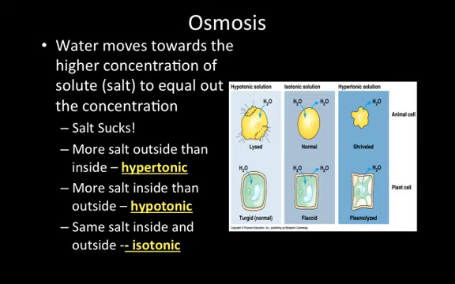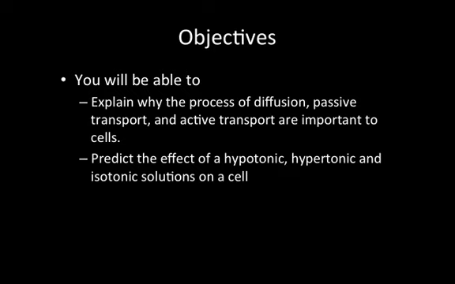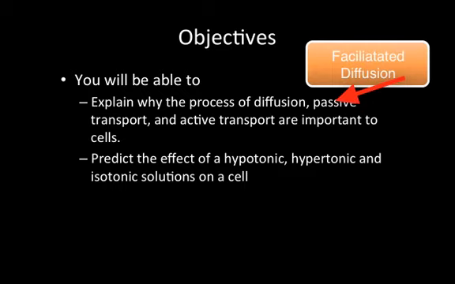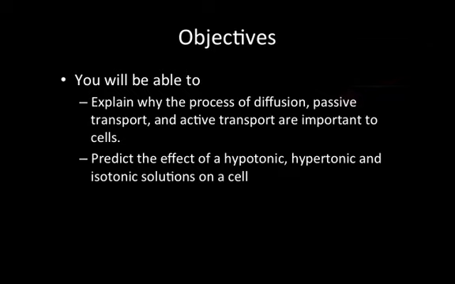So we can see that hypertonic, hypotonic, and isotonic are all referring to the solution in which the cell's been placed. And as long as you remember salt sucks, it should really help guide you towards figuring all of this out. All right, so hopefully you understand diffusion, passive transport, and active transport, and understand that diffusion and passive transport, or facilitated diffusion, don't require energy and go from high concentration to low. Active transport is low to high, requires energy, and goes against the concentration gradient. And then also predict the effects of hypotonic, hypertonic, and isotonic solutions on a cell.